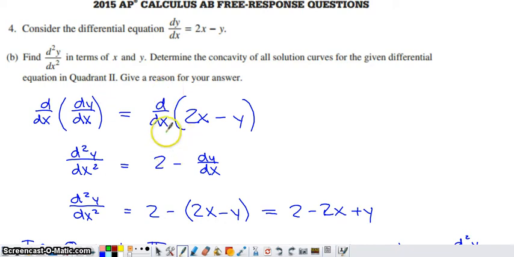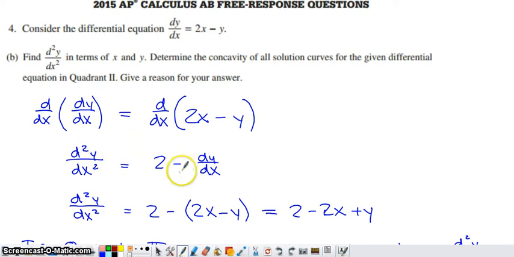So to find the second derivative, you've got this equation right here. If you do the derivative of the left side of it with respect to x, that's going to generate a second derivative for you. If you do the derivative of the right side with respect to x, the derivative of 2x is easy. It's just going to be 2. The thing you have to be careful of is that you're doing the derivative of y with respect to x, and that's going to require some implicit differentiation. The derivative of y with respect to x is dy/dx.